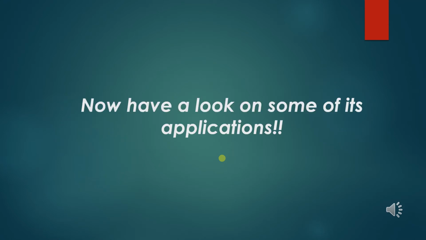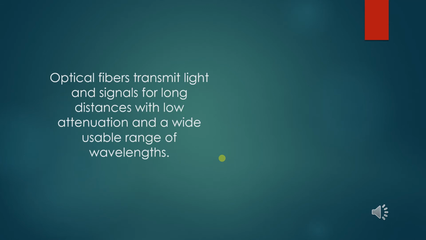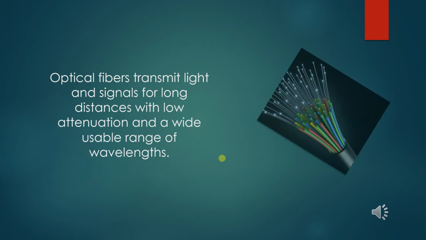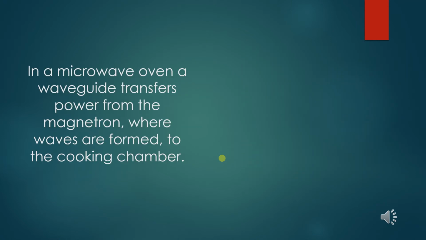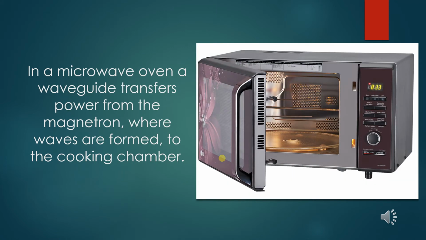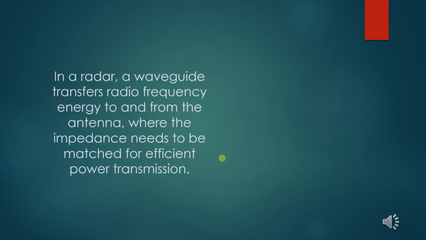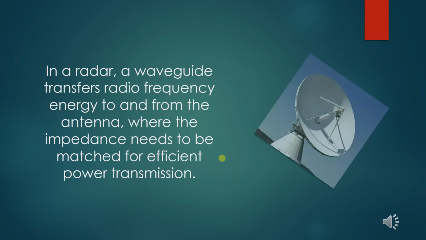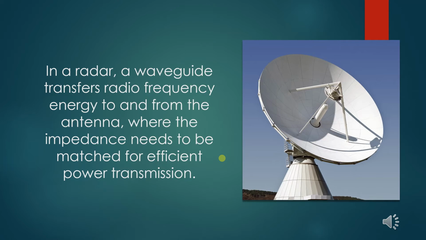Now have a look at some of its applications. Optical fibers transmit light and signals for long distances with low attenuation and a wide usable range of wavelengths. In a microwave oven, a waveguide transfers power from the magnetron where waves are formed to the cooking chamber. In a radar, a waveguide transfers radio frequency energy to and from the antenna where the impedance needs to be matched for efficient power transmission.